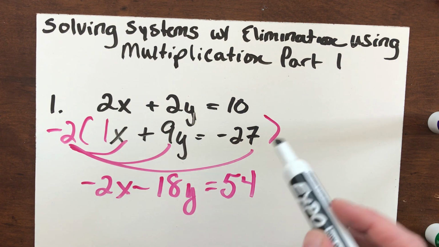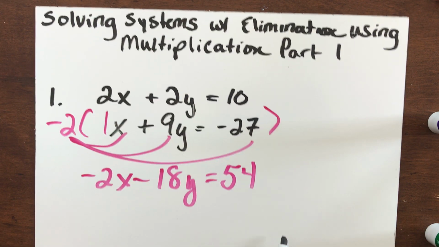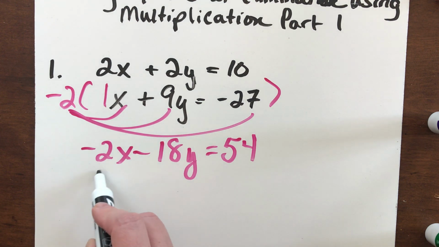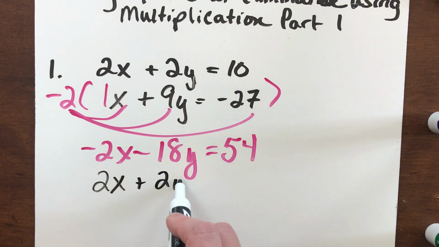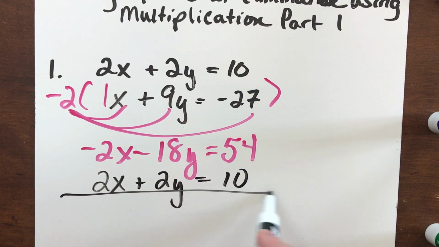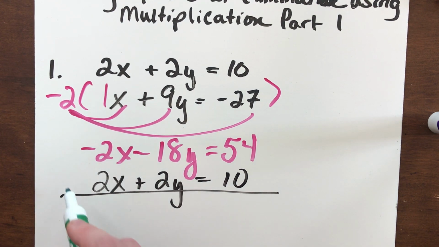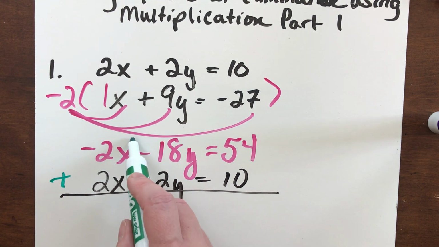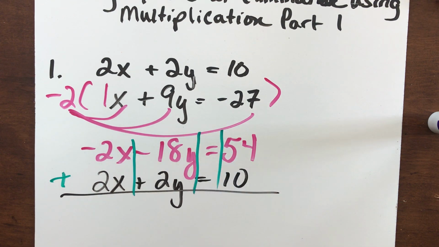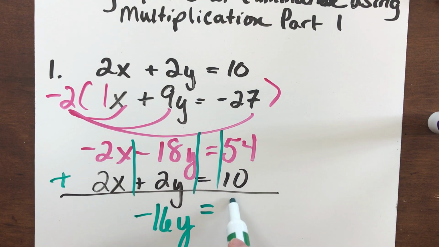Then I bring down the top equation that I didn't touch. So I have 2x plus 2y equals 10. And then I'm good to go because I've got my opposites. So I'm going to put my plus bar. If you need to do the columns so that you don't mess up, you can. I'm going to bring my equal sign down. -2x plus 2x is gone, 0x. -18y plus 2y is a -16y. And 54 plus 10 is a positive 64.